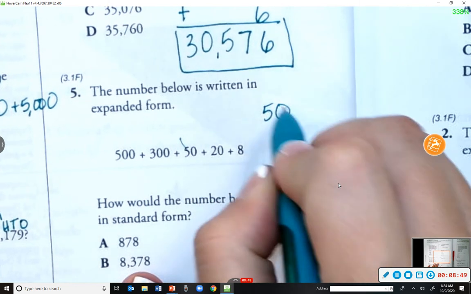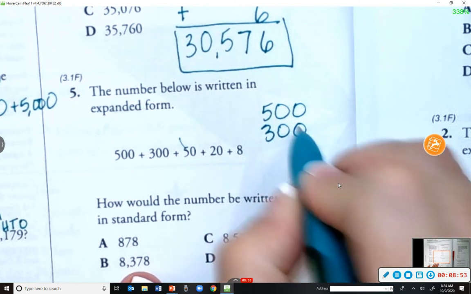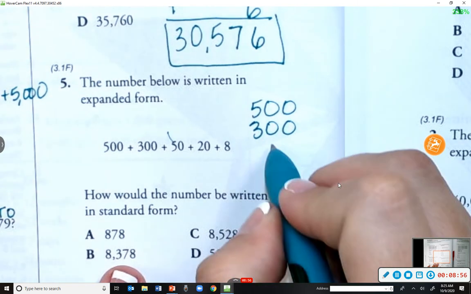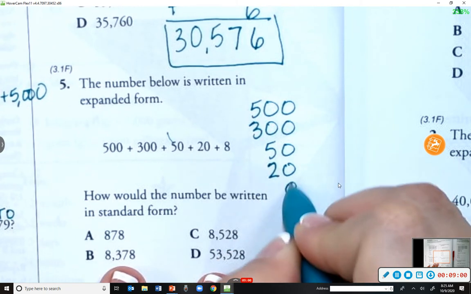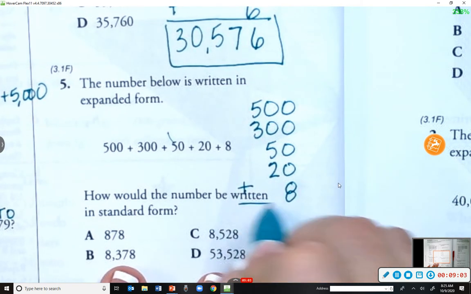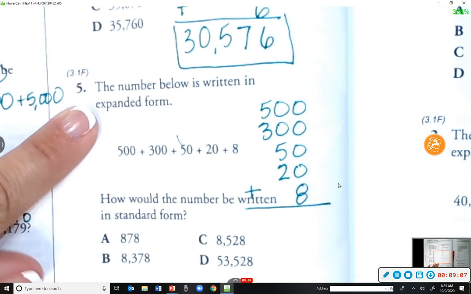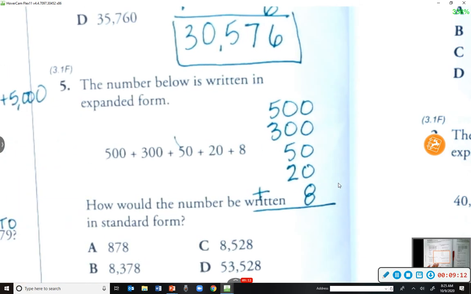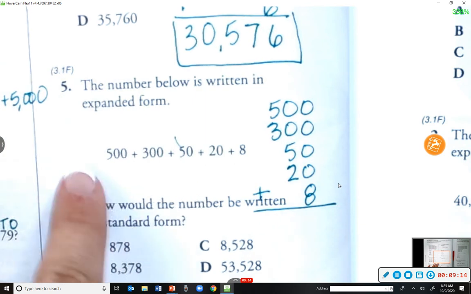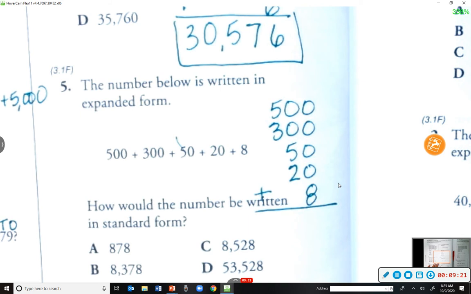So 500, 300, 50, 20, and 8. So anytime they give you expanded form and they want you to change it to standard, what are you going to do? How are we going to change expanded form to standard form? Aaliyah? Add. You add them up.